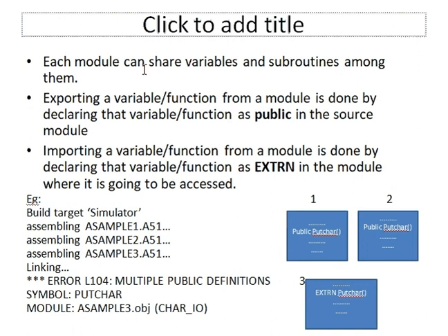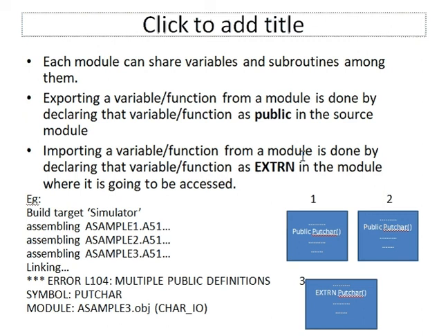Now let's discuss a few commands like public and external. Assume when you press the build command using a simulator, there are three functions. If the public keyword is used followed by a function, then you're saying that the function can be exported. I repeat, if you use a public keyword followed by a function definition, it means the function can be exported to other modules.